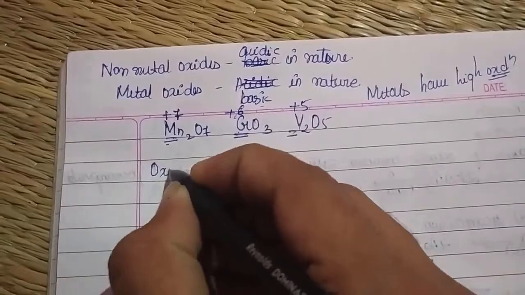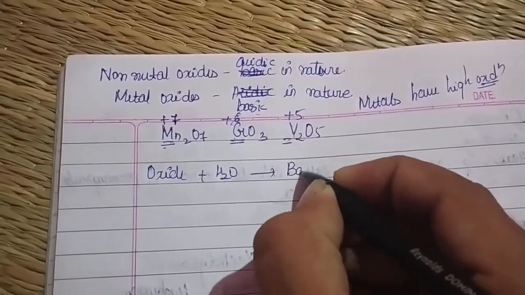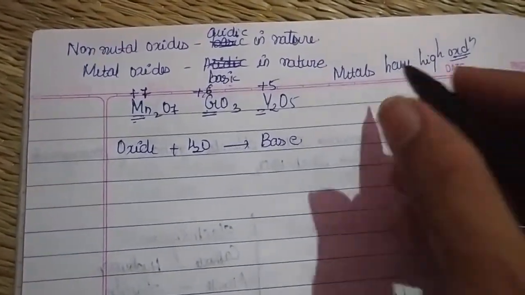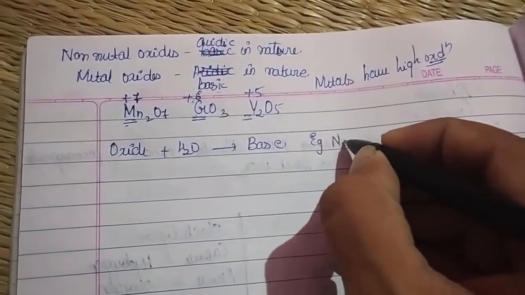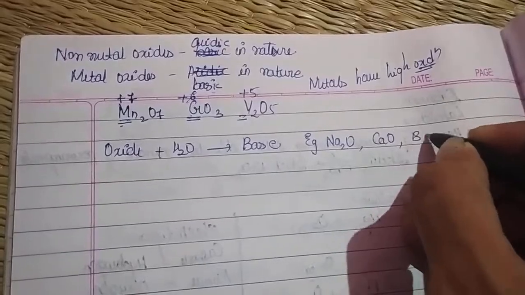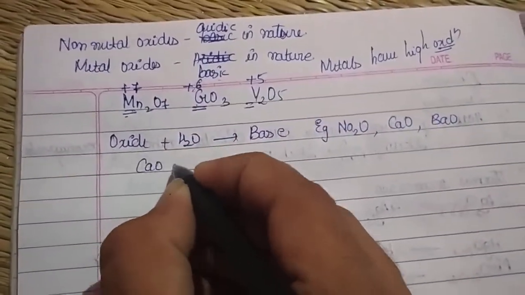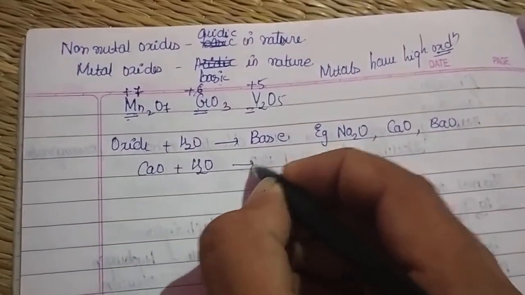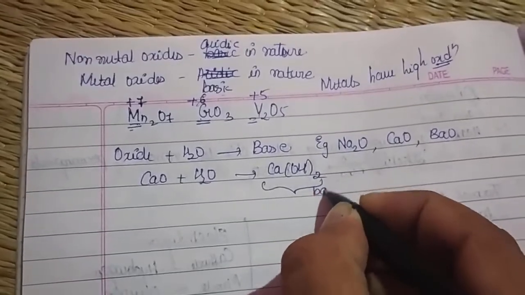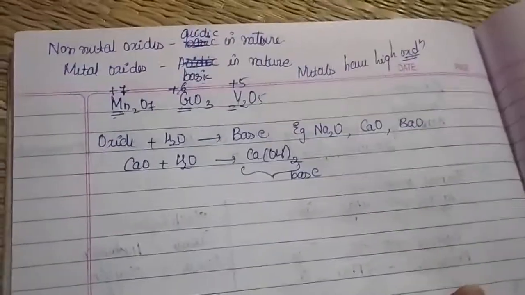Similarly, whenever an oxide reacts with water, if it gives a base, then such an oxide is called a basic oxide. Examples: Na2O, CaO, or BaO. Why are we choosing these? If I choose calcium oxide, when it is treated with water it gives calcium hydroxide, Ca(OH)2, which is a base. So that is the reason CaO falls under the category of basic oxides.